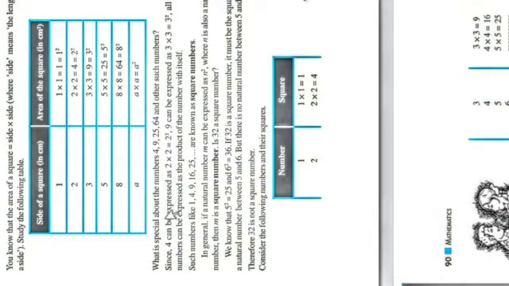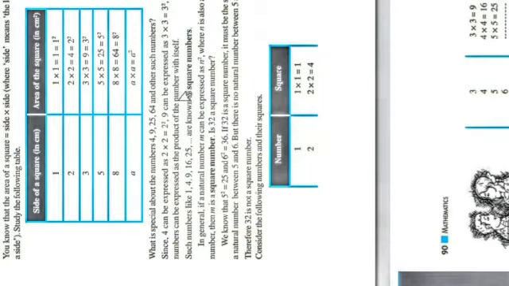Now, what is special about the numbers 4, 9, 25, 64 and other such numbers? We are getting here 4, 9, 25, 64. Since 4 can be expressed as 2 into 2 equal to 2 square, 9 can be expressed as 3 into 3 equal to 3 square, all such numbers can be expressed as the product of a number with itself. The same number is multiplied with itself, and then we get the numbers 4, 9, 25 and 64. Such numbers like 1, 4, 9, 16, 25 are known as square numbers.